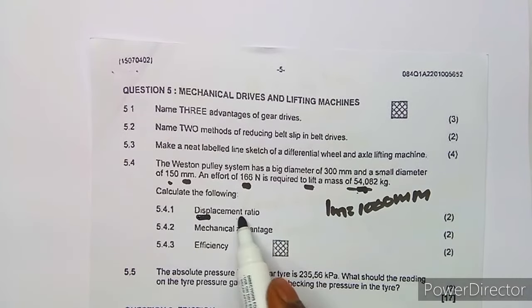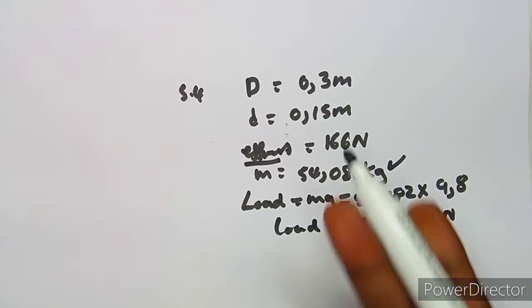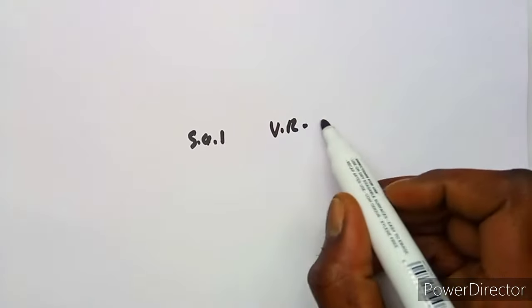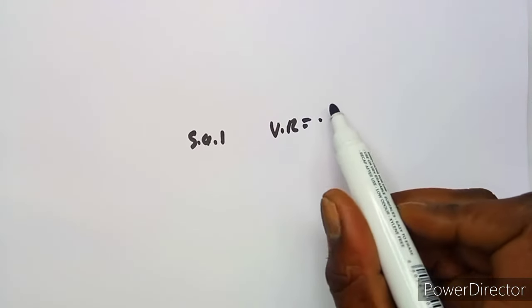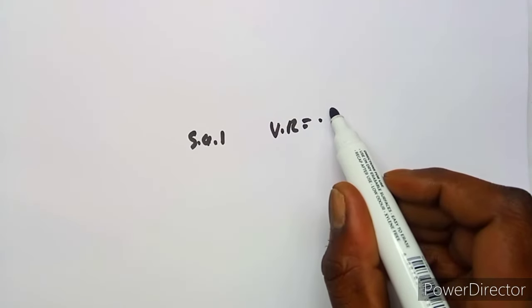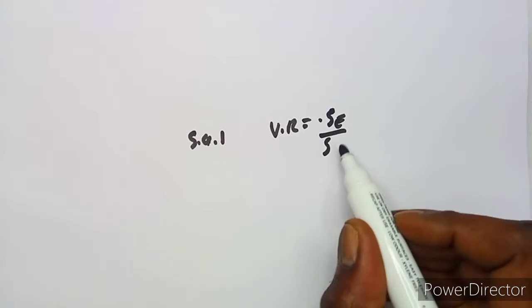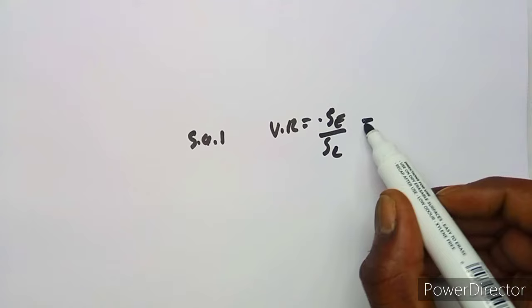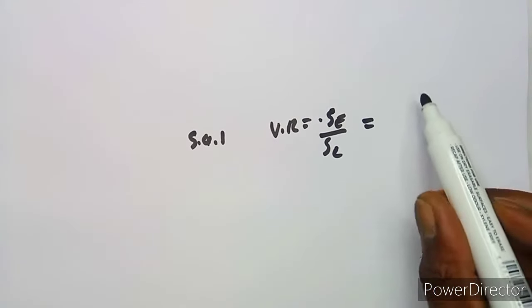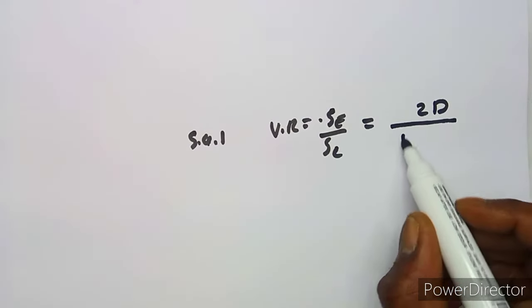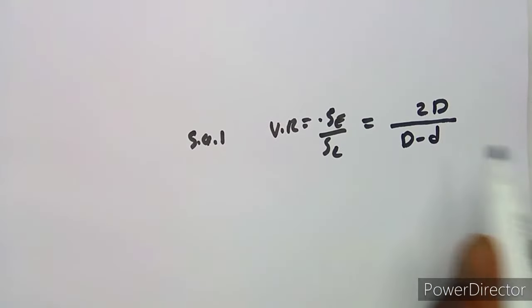Calculate the following: the displacement ratio on 5.41. The displacement ratio, which means we can actually use the velocity ratio, which is equivalent. If you remember, you're going to have the effort distance over the load distance, but we do not have this, so we are going to work with diameters. If you work with diameters, the formula, you must know the formula on the formula sheet, guys, is 2D over D minus d, or you can put it as D1 minus D2.